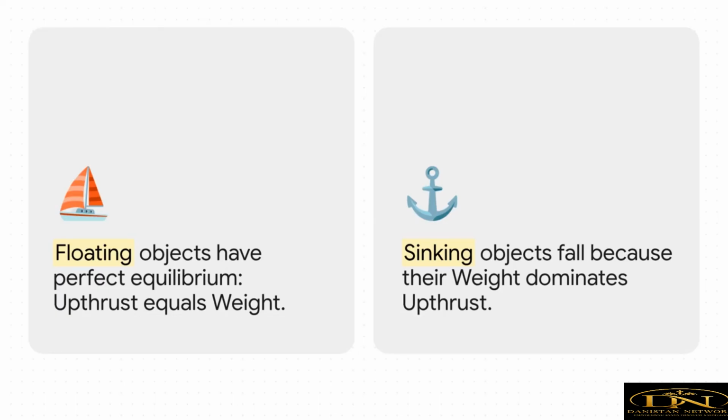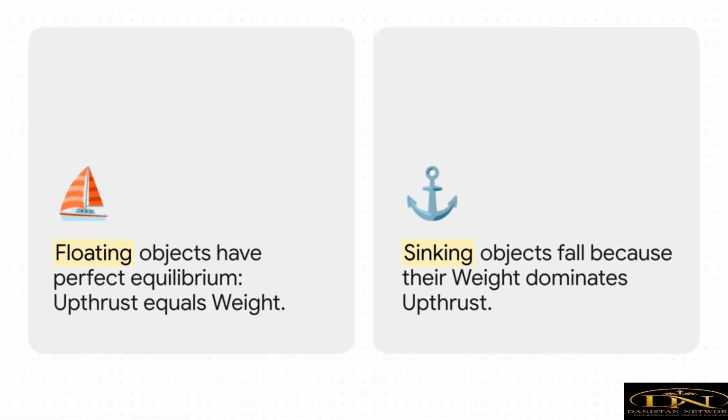So, the crucial point in this constant battle between gravity and buoyancy all boils down to a simple comparison. If an object is perfectly floating, it means the upthrust exactly equals the object's weight. It is in perfect equilibrium. If it's sinking, the weight of the object dominates the upthrust. And if it's actively rising to the surface, the upthrust from the displaced fluid is actively overpowering the object's weight. It's essentially just a tug of war.